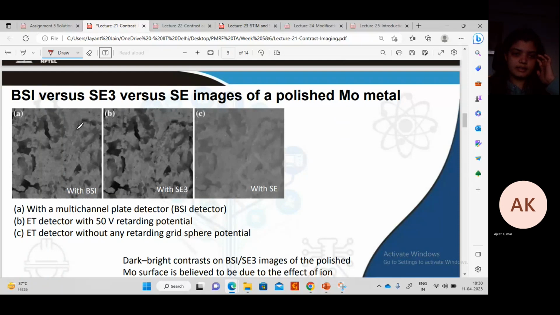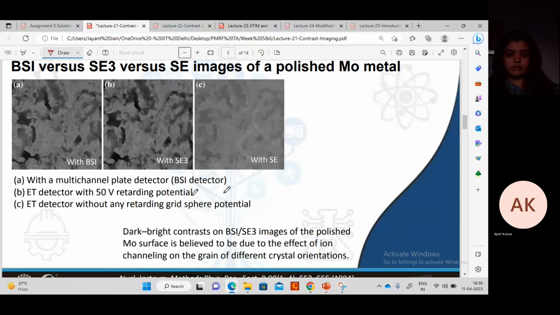And in this slide, he was trying to explain how the backscattered ion and SE3 are used. If you use it with SE3, there is not much difference, from here to here. But if you are trying to see only the secondary electron, then you will not be able to see much contrast difference. That is what he was explaining here.